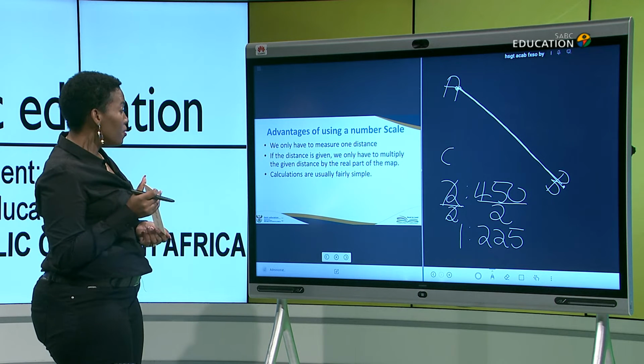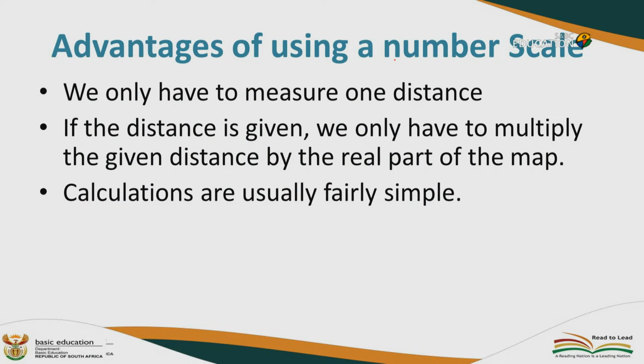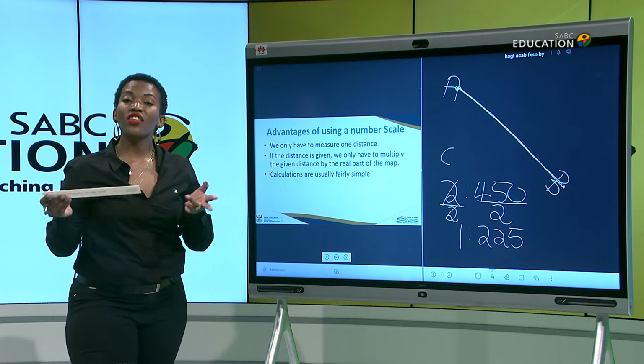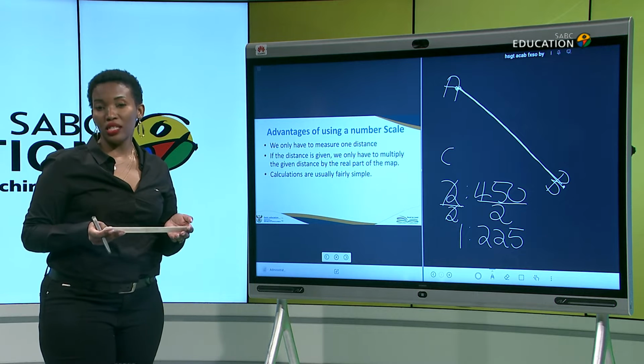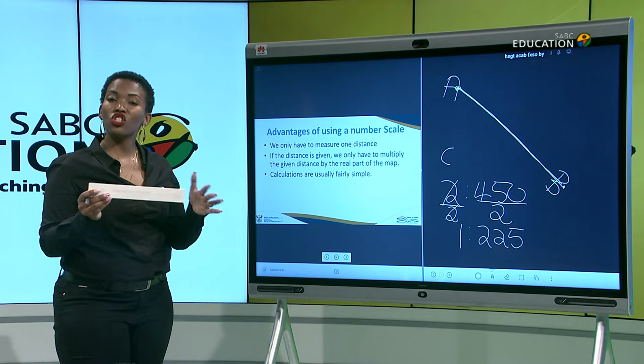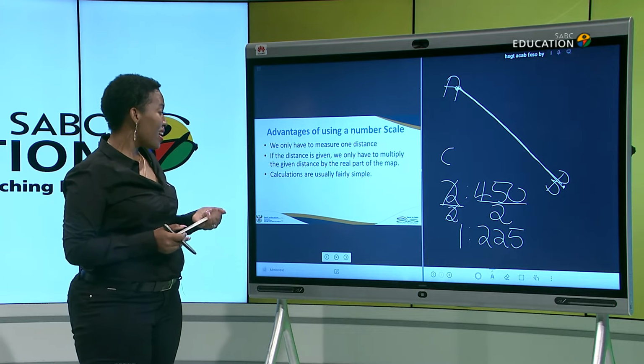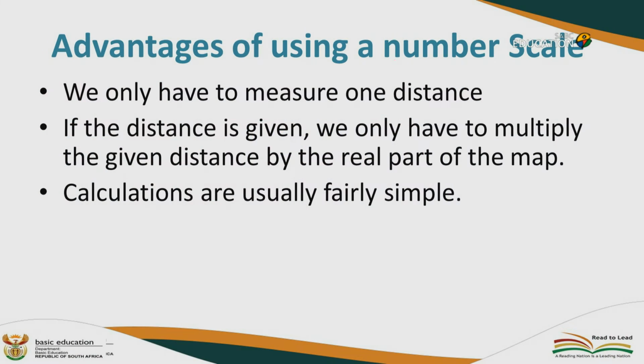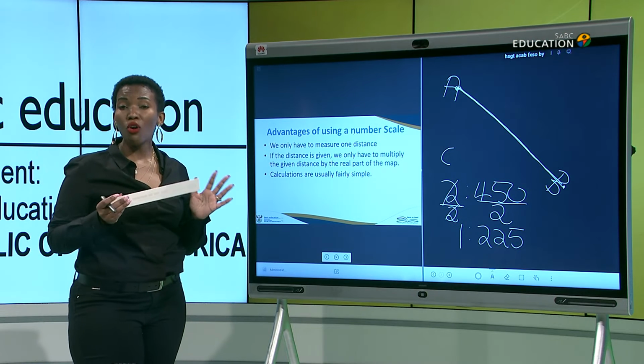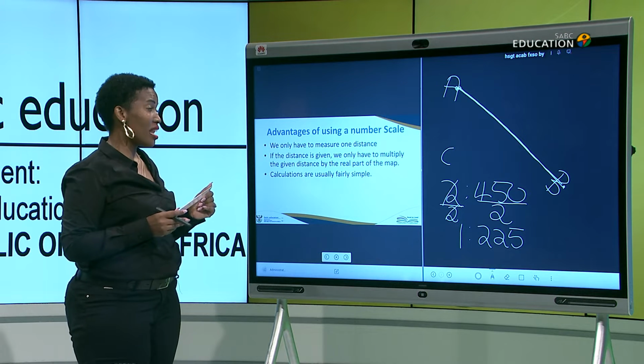And then secondly, if the distance is given, sometimes the examiner can be nice and give you the map distance, to say if the map distance is 3 centimeters, calculate the actual distance using the scale. So yours is just to do the short calculation and then you get your full marks. And then lastly, calculations are fairly simple. You will see the calculations on a number scale are simple and straightforward. So there are no hassles when it comes to a number scale.